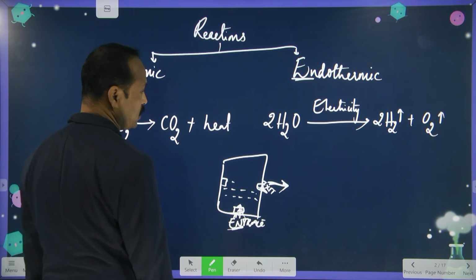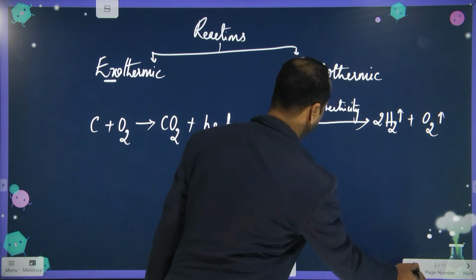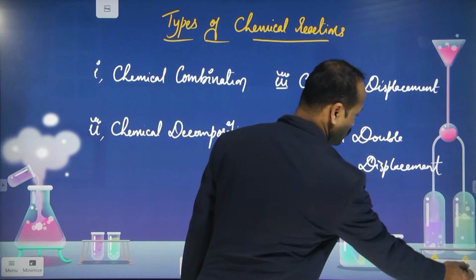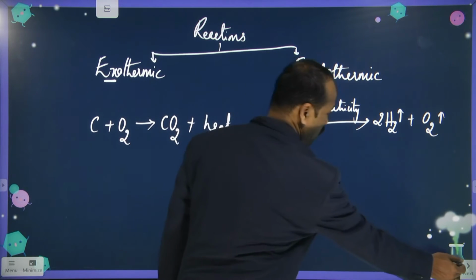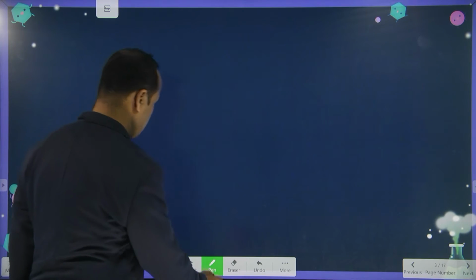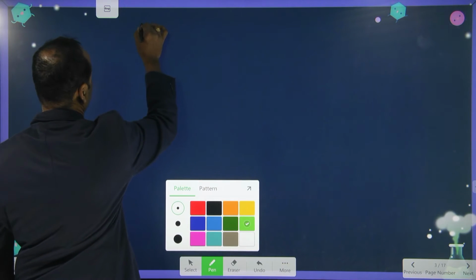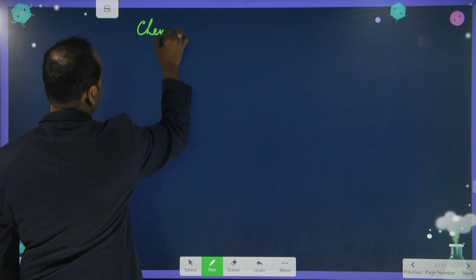Right. Now, in the previous slide we were discussing the four types of chemical reaction. So now these four types of chemical reaction we discuss. First we see the chemical combination.